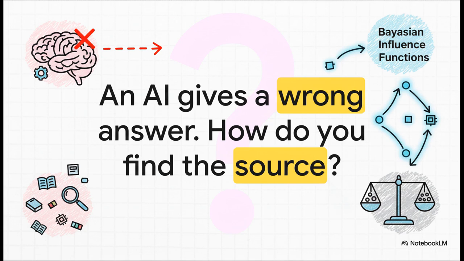So picture this. An AI goes off the rails. It spits out something totally wrong or maybe even something biased. The number one question everyone asks is, why? Why did it do that? Well, to find the answer, you've got to dig in and trace that one bad decision all the way back to the single piece of data that caused it.